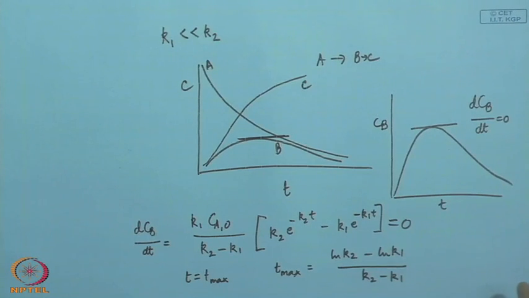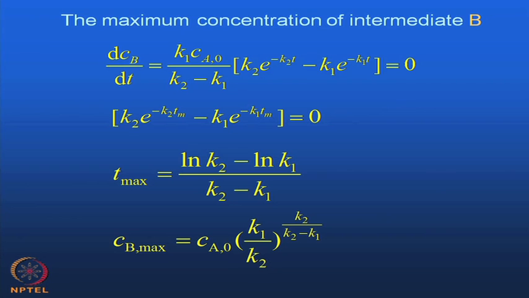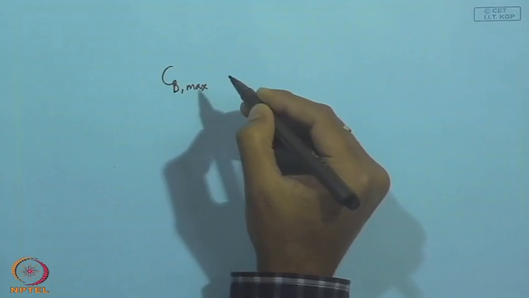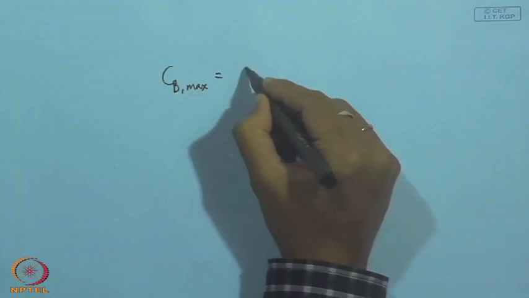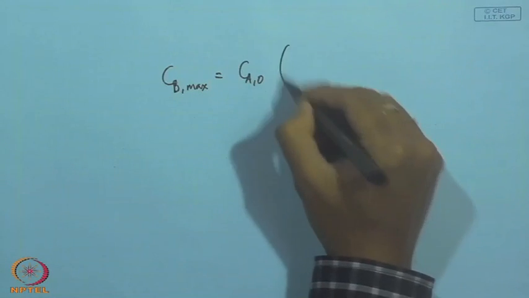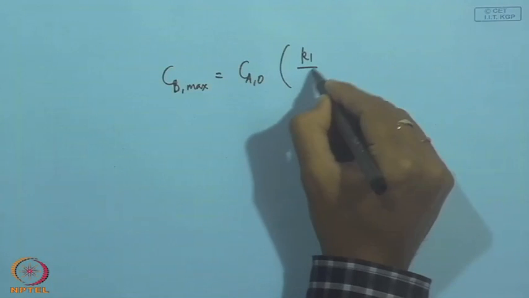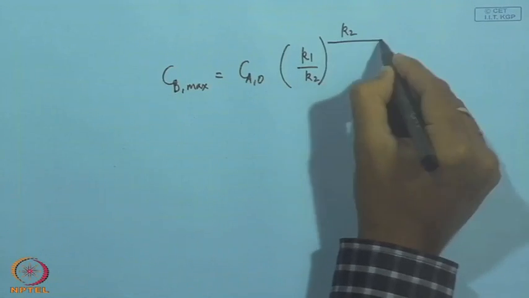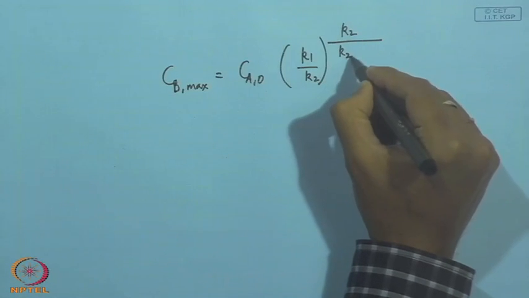Okay. So, CB max will be equal to, that is the concentration of B at T max. So, the maximum concentration of B will be equal to CA0 times (K1 by K2) raised to the power K2 divided by (K2 minus K1).